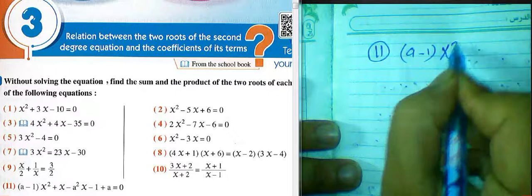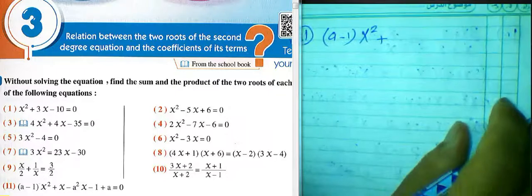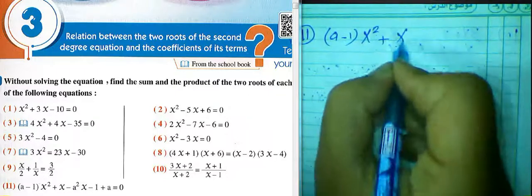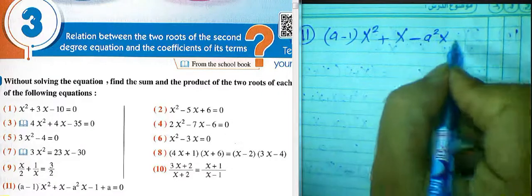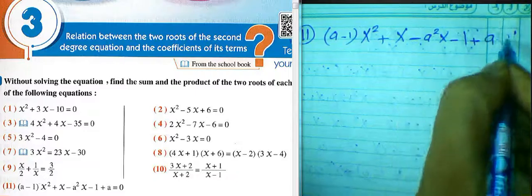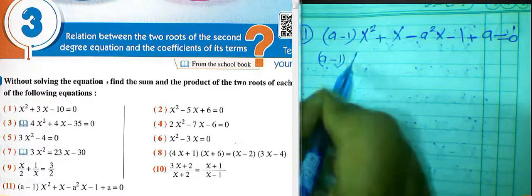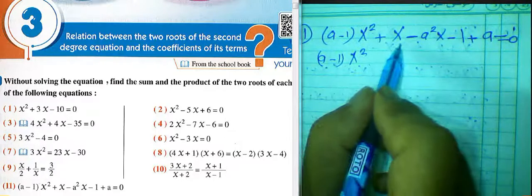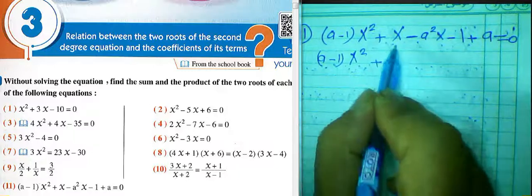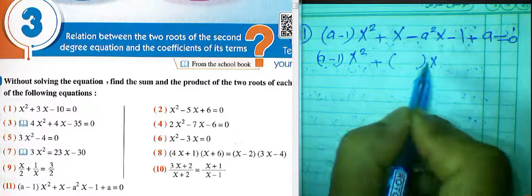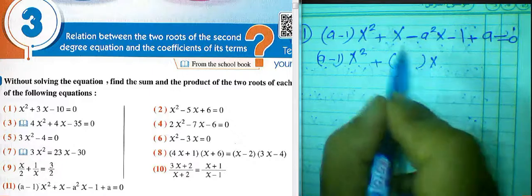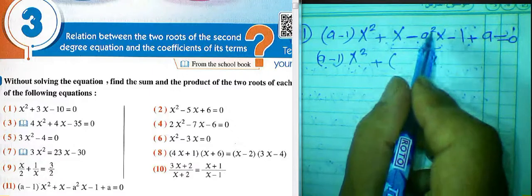(a − 1)x² + x − a²(x − 1) + a = 0. Look with me. a − 1 is the coefficient of x², and we can find the coefficient of x by finding the highest common factor between x and a²x.